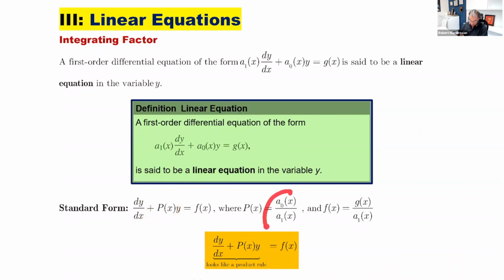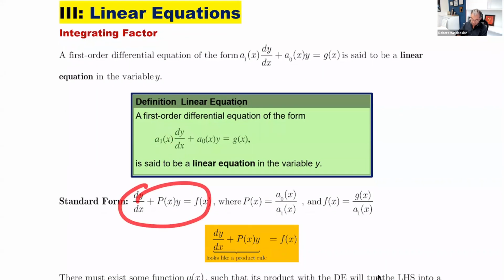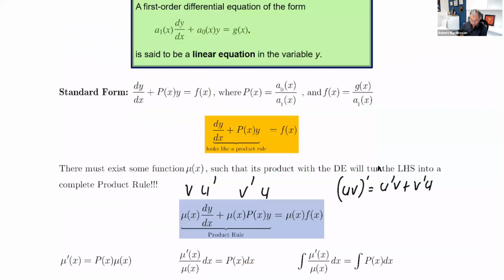P of x is just a0 of x over a1 of x, so we call that p of x times y, so we have it equals f of x. But what is f of x? F of x is g of x over a1 of x. So what you want to do is to not have any coefficient for dy/dx, so you divide everything by a1 of x, and when you have this form, that's called the standard form, because that's what we're going to use to solve it.